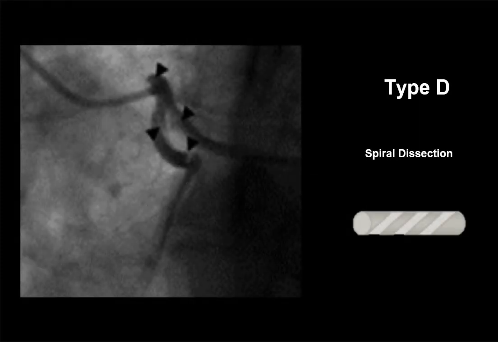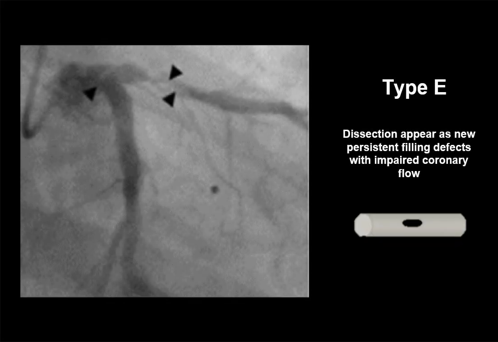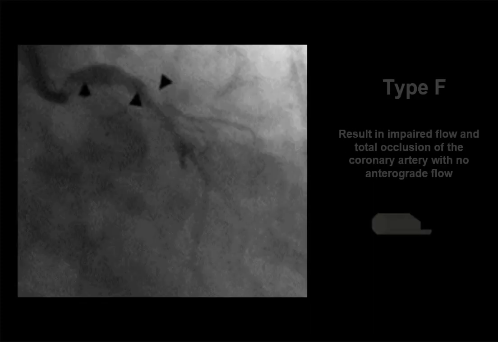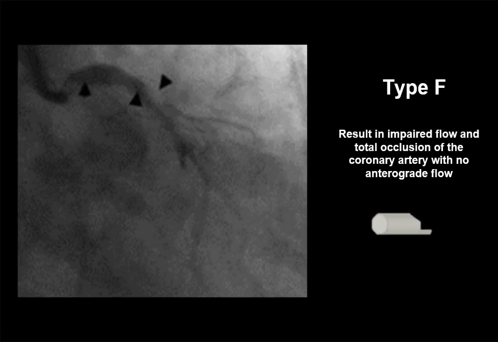Type D, spiral dissection, as with Type C but with spiral luminal dissections with extensive contrast staining of the vessel. Type E, dissection appear as new persistent filling defects with impaired coronary flow. Type F, result in impaired flow and total occlusion of the coronary artery with no anterograde flow.